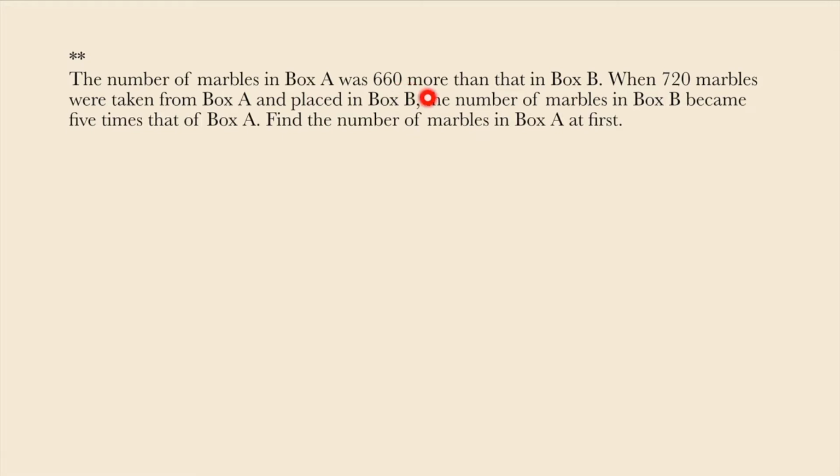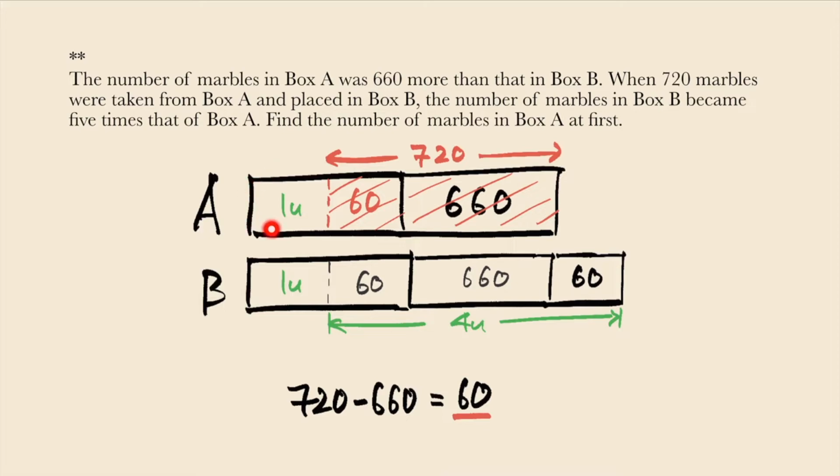Marbles in A was 660 more than B. So let's have marbles in A, this block, and 660, and B at first will be this block. When 720 were taken from A, now that's going to take more than 660. So this 660 for sure is coming down here. Now, not just that, an additional portion is going to be removed. What's that then? That's 720 minus 660. That's additional 60 going to be transferred over to B. So shading this, it's gone.